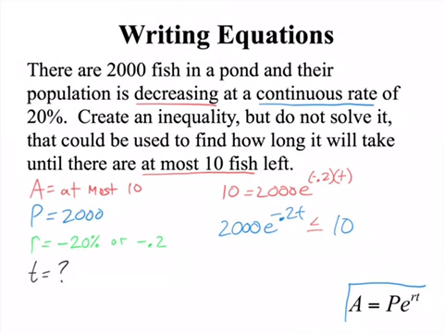Hopefully you can see I'm looking for something below 10. Because if you think about it, didn't I start above 10? So aren't I looking for something below 10? Otherwise, it wouldn't make a lot of sense. So what I have there is my inequality for this scenario. Now, could I solve this? Yeah. If I did solve this, I'd have to use logarithms. And I could find out how long it would take for these 2,000 fish to drop down to 10 if they were actually decaying at 20% continuously.